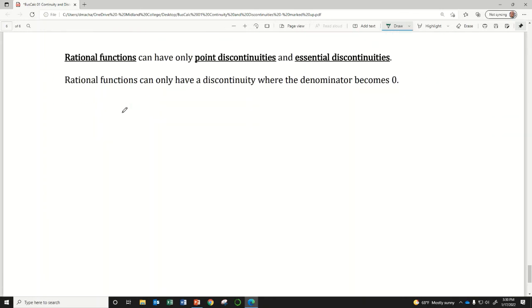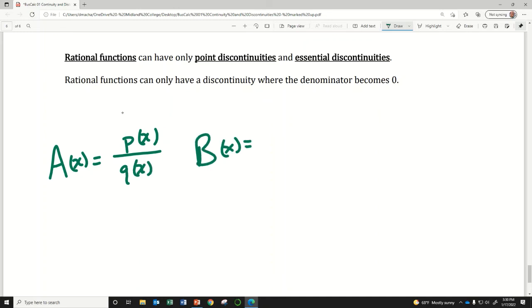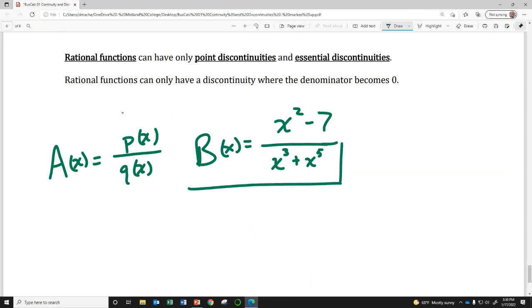Now, rational functions, which we talked about before. A rational function, I'll use capital A of x for a rational function, is just one polynomial divided by another polynomial. So an example of a rational function could be something like x squared minus 7, which is a quadratic polynomial, divided by x cubed plus x to the 5th. So I have a polynomial in my numerator, I have a polynomial in my denominator, and the ratio of these two polynomials makes a rational function, which I named capital B of x.